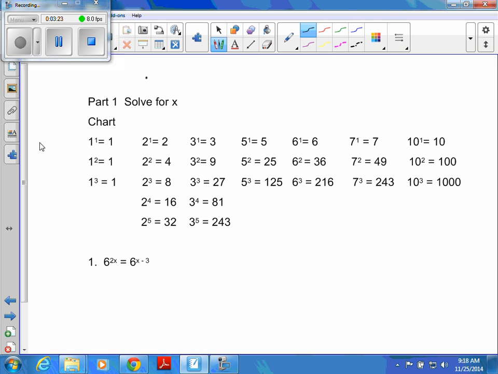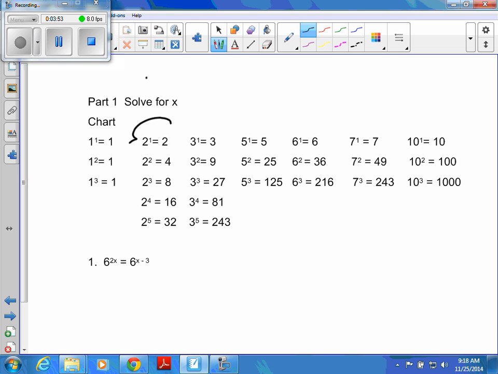Okay, part 1. We had these in Algebra 2. These base numbers are very important that you know your base numbers. 1 to the first is 1. 1 to the second is 1. 1 to the third is 1, and so on. You need to know your 2's and your 3's out to the 5. You need to know 2 to the 5th is equal to 32. You just have to know that. You need to know that 3 to the 5th is equal to 243. Those are the big ones.